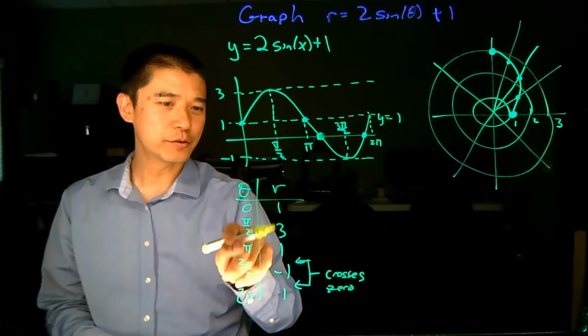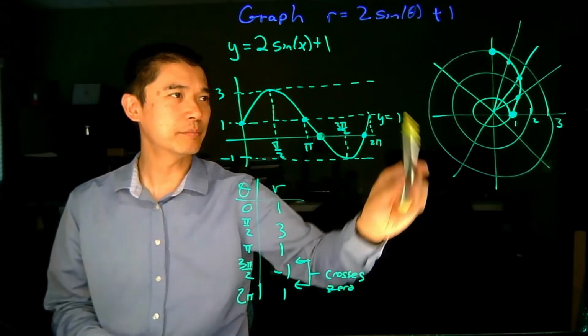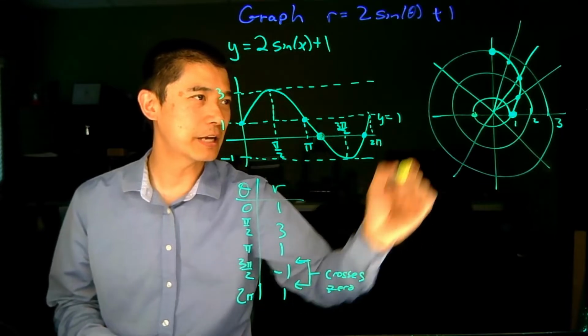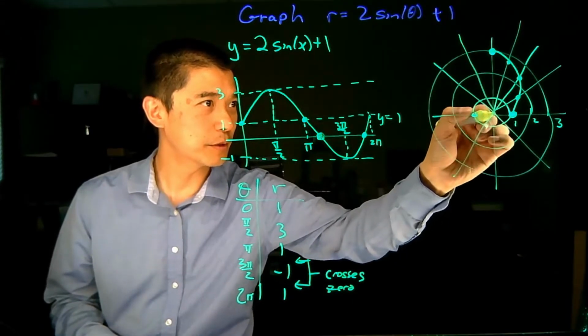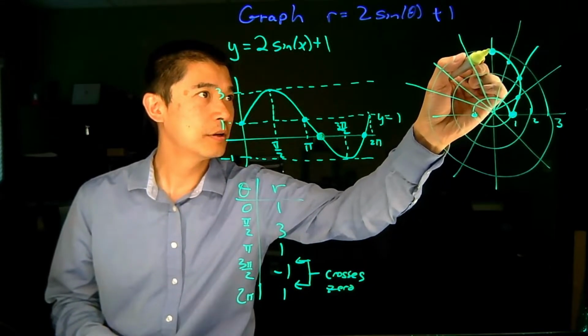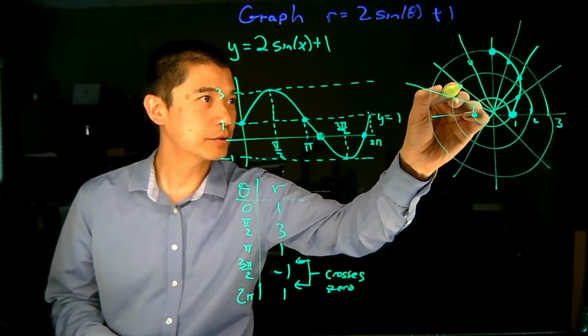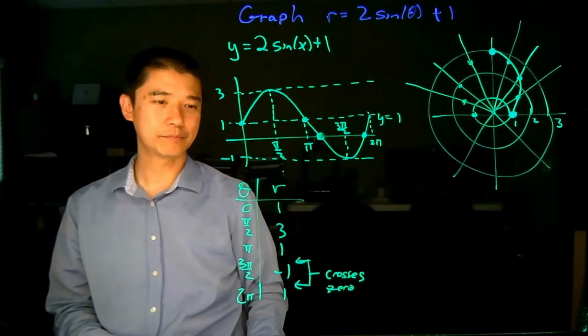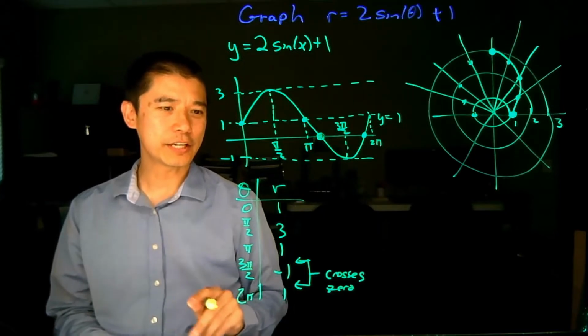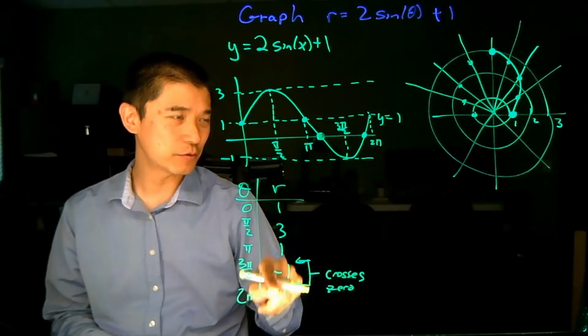From pi over 2 to pi, it's starting at 3, and it's working its way down to 1. So again, we'll break this up into a bunch of pieces. It's going to get a little bit shorter, a little bit shorter, a little bit shorter, 1. Now here's where it's going to get interesting. Somewhere we're going to cross over 0.